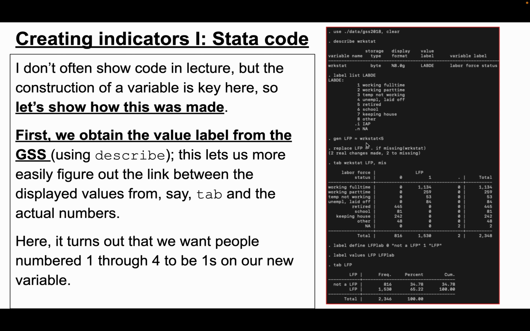What I want you to note first is that we need to look and see what numbers people should have on our new variable. So labor force participants are typically defined as people who work full-time, part-time, temporarily are not working, are unemployed and laid off, but presumably seeking work. Those who are retired, in school, keeping house, or doing something else, possibly, it's actually not immediately clear to me what that would mean. It's probably just in there to mop up, should not be included.